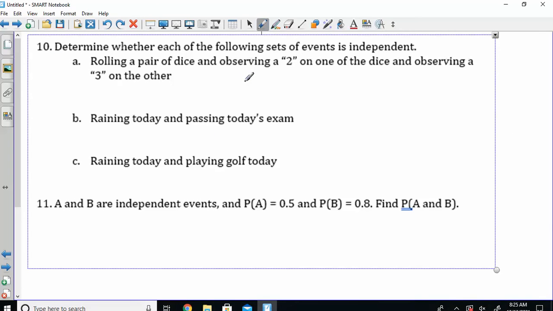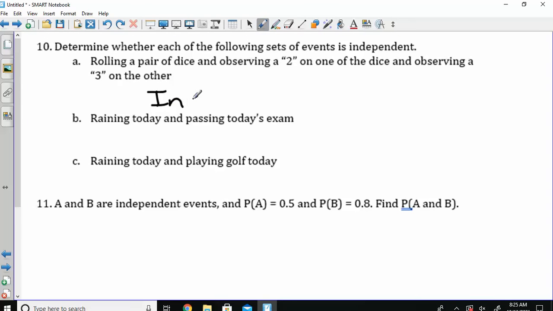Alright, independent, dependent. Rolling a dice and observing a 2 on one dice and a 3 on the other. If AJ rolls 1 and I roll 1, if I get a 2, does that make him more likely to get a 3? No, they have nothing to do with each other, so that's independent. Raining today and passing today's test. Is that going to make a difference? No, so those would be independent. Raining today and playing golf today. Yes, because if it's raining, does it change the probability that you play golf? Absolutely. So those are not independent, they're dependent.